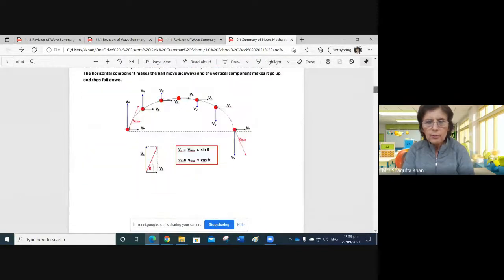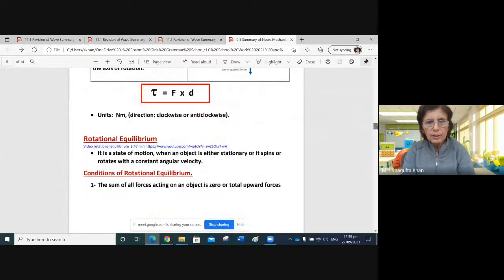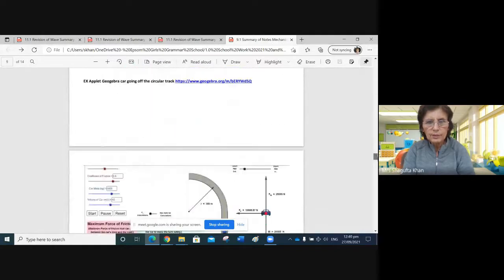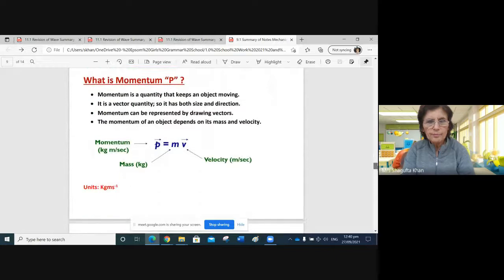So that was all about the forces part. And then we come down to the last part, which is momentum and energy. Is everyone okay so far, or not too much? Okay. So momentum is mass times velocity.